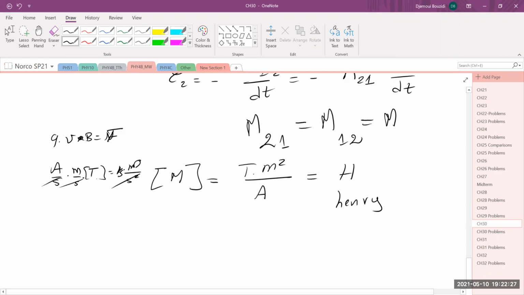Okay, cancel the second squared, and you will have the Tesla as being kilogram, cancel the meter, kilogram per amp, okay? So again, you can put the kilogram per amp in here, and it's going to be a kilogram meter squared per amp squared. So this is the Henry. Again, instead of calling it kilogram meter squared per amp squared, we just call it a Henry. So this is the unit for the mutual inductance.